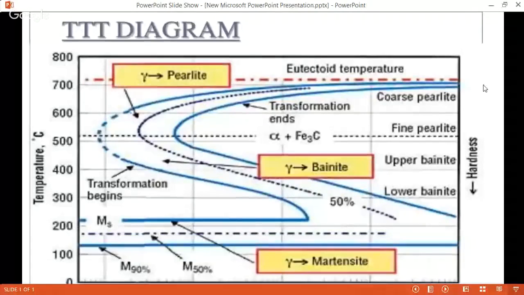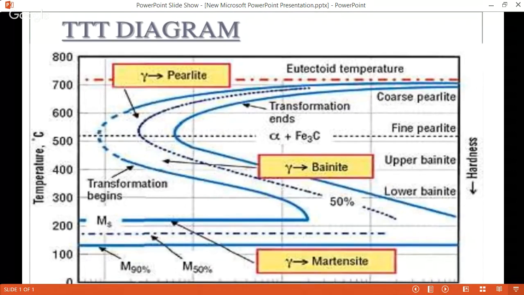Good afternoon, everybody. Now I am presenting the TTT diagram through these PPTs. First of all, I have to show these PPTs through which you can basically understand what the TTT diagram is and how the TTT diagram is to be directed.